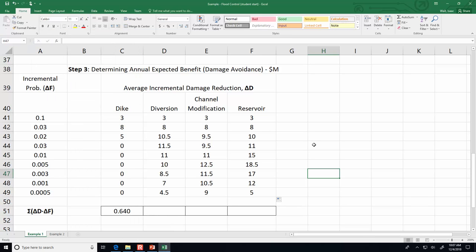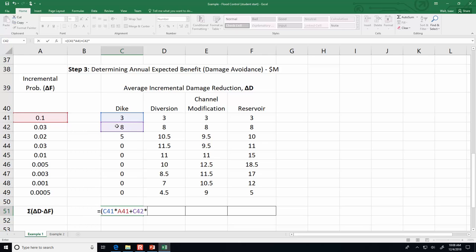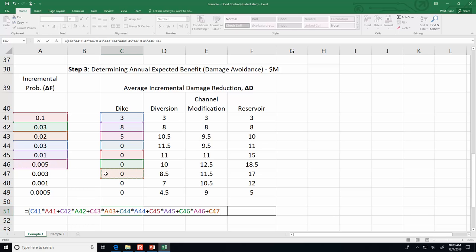Okay, calculating this is tedious because you have to multiply the 3 times the 0.1 and add it to 8 times 0.3 plus 5 times 0.02, 0 times 0.03, and so on. So first you multiply them all together and then add it all up. And so the formula is going to look like this times that plus that times that plus this times that. So we're multiplying them together and adding them to sum it up.